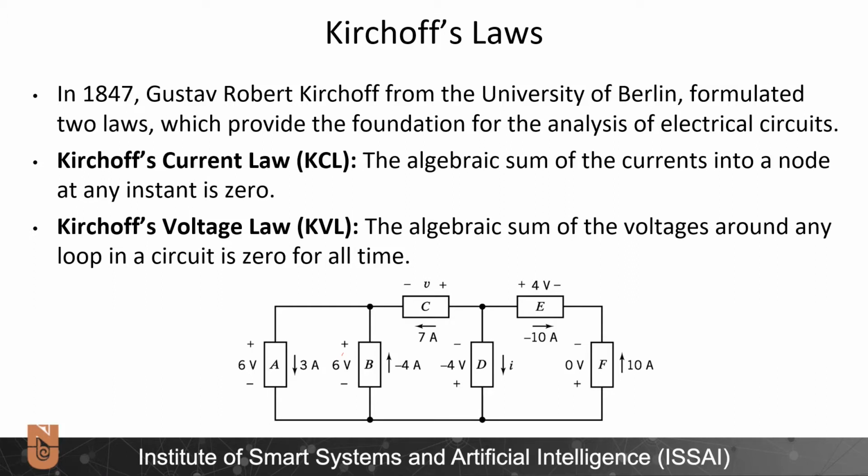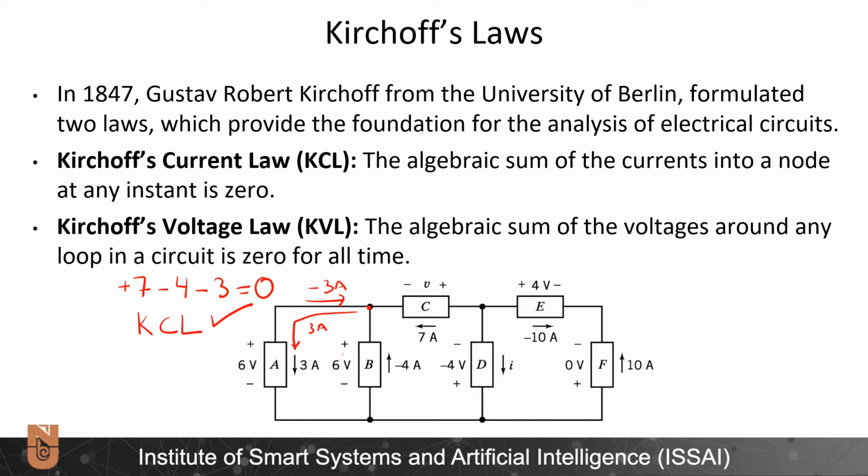Let's focus on this node. Which currents are entering this node? Plus 7 amperes, minus 4 amperes, and here we see 3 amperes is getting out. In other words, minus 3 amperes is entering this node. So I just write here minus 3. And when I sum these, I end up with 0. So in other words, Kirchhoff's current law is holding.